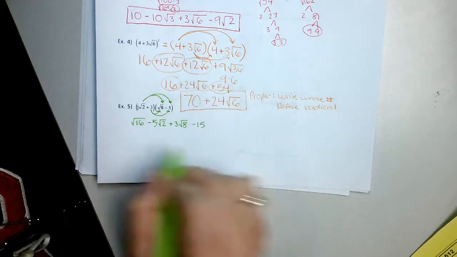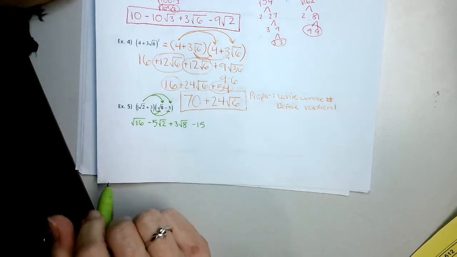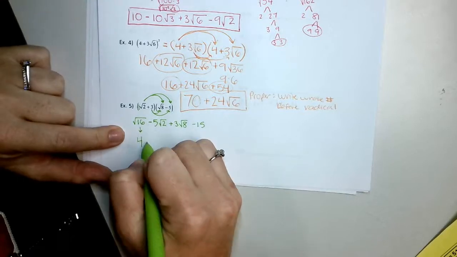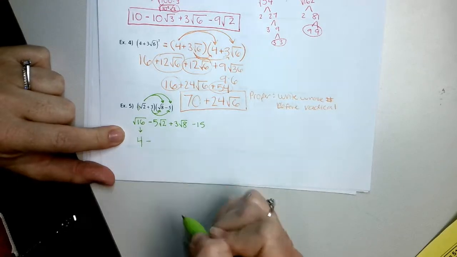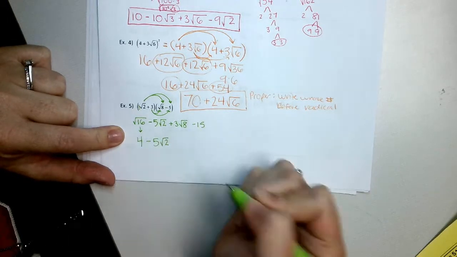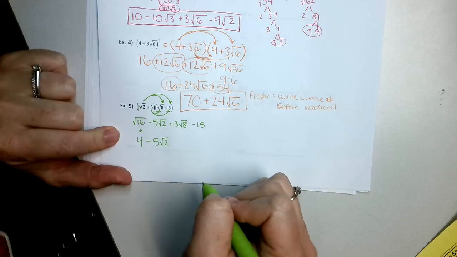Are any of these perfect squares? Which one? Square root of 16. What is the square root of 16? Okay, I'm going to bring down my minus. This is prime inside the house, so that cannot simplify. Now, what about this 8? Can that simplify? It's not prime, so maybe.